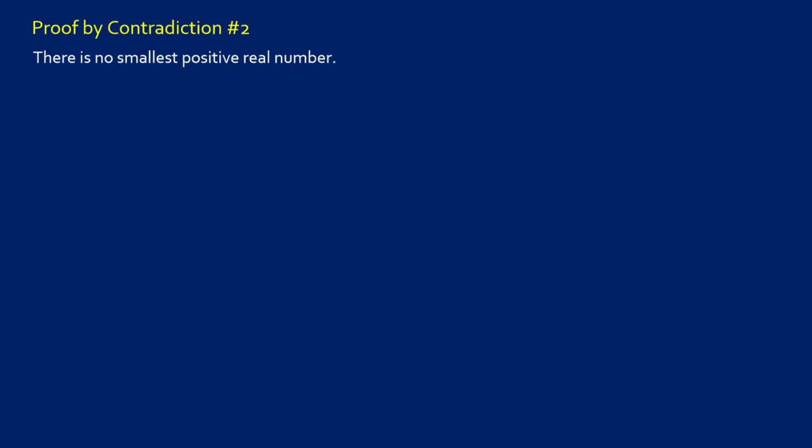All right, let's try another one. There is no smallest positive real number. So this is just a statement P. So what we're going to have to do for contradiction is just assume not P. So there is a smallest positive real number. Now we have to somehow get a contradiction out of this. So what are we going to do?